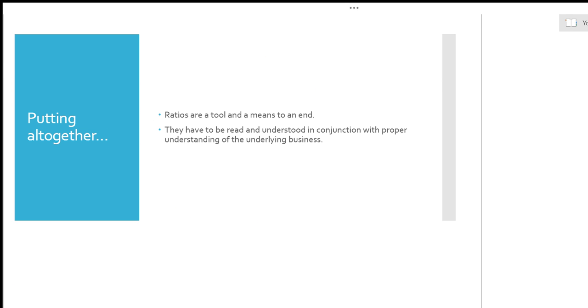So ratios are quite useful. They measure a wide variety of things, right? But ratios on their own have very little meaning. They have to be read and understood in conjunction with an understanding of the business. Without an understanding of the business, ratios have no meaning. Ratios are basically numbers derived from financial statements, and the only way for these to have meaning and help users make decisions is to read them together with what the business is about.